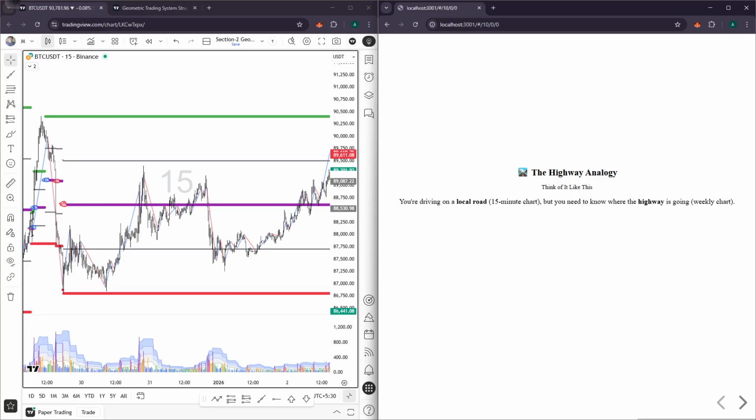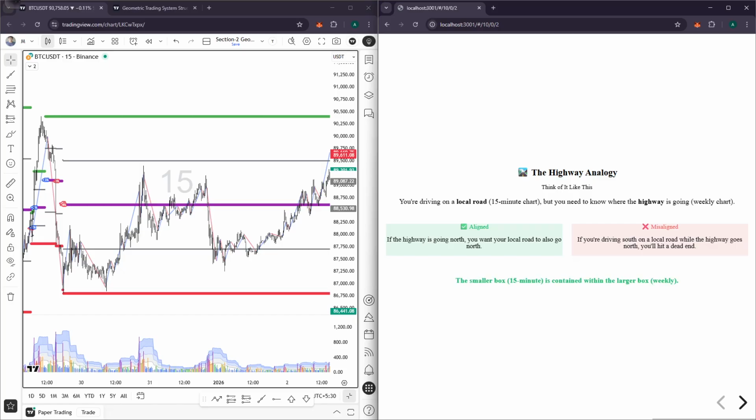Think of this like you're driving on a local road, which is the 15 minutes time frame, but you need to know where the highway is going, which is the weekly chart. If the highway is going north, you want your local road to also go north, because you want to align with the direction. But if you're driving south on a local road while the highway goes north, you'll soon hit a dead end. So keep that in mind. Go with the trend.